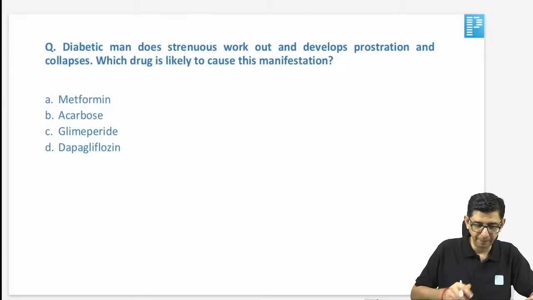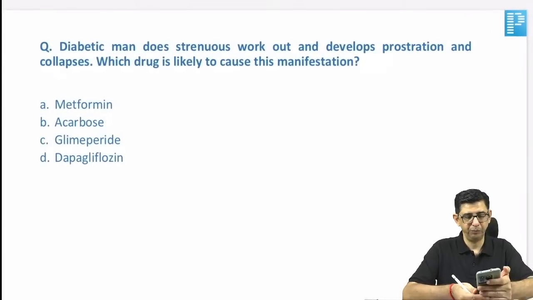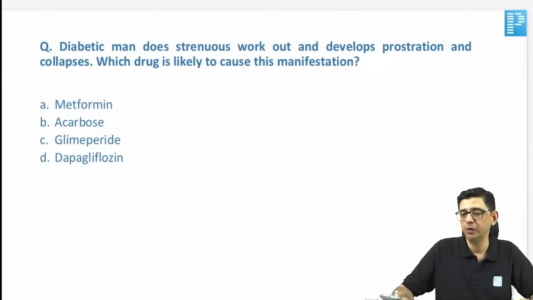Okay. The next one talks about a diabetic patient, and he is doing a strenuous workout. He is developing prostration, तो hypoglycemia हो गया. Let me know insulin option में था या नहीं था.